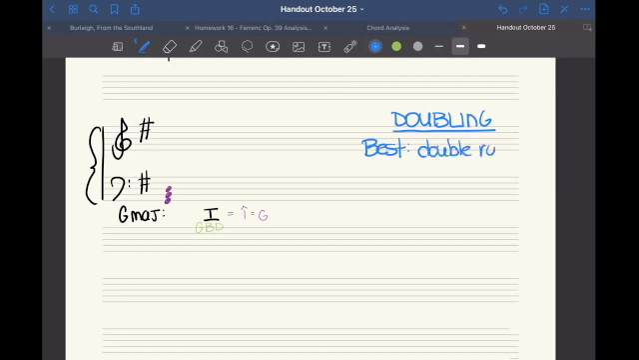Your root is the most important pitch of that harmony. Any triad, the root is the most important note. So if we can double it, we are going to do our best to double it. If you can't, for some reason, and that reason will not happen anytime soon, but in the event that you cannot double the root, your next best option is to double the fifth.